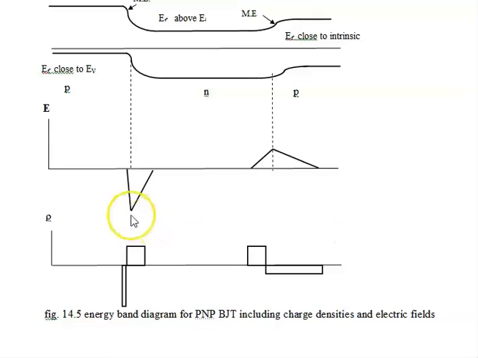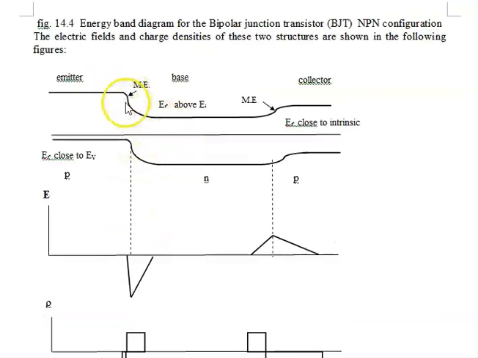The electric field at the emitter-base junction is negative, and the reason is this is P, with negative ions on the depletion region and positive ions on the base side, so the field goes from right to left. It is negative. The slope depends on the doping. Notice that this is very steep, which represents a very high doping. This is much less steep and much lighter doping at the depletion region on the base side.